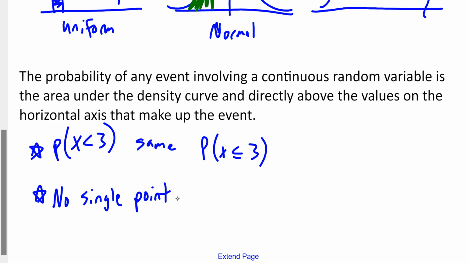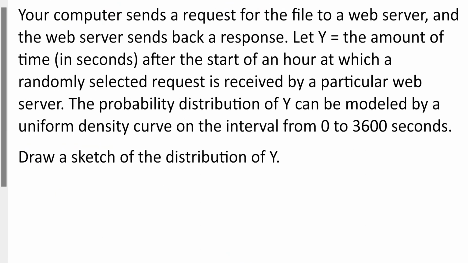Now, I'd like to look at an example of each, like a normal and a uniform one. So let's look at what we have here and try to answer a question based off of that. It says, your computer sends a request for the file to a web server, and the web server sends back a response. Let y equal the amount of time in seconds after the start of an hour at which a randomly selected request is received by a particular web server. The probability distribution of y can be modeled by a uniform density curve on the interval from 0 to 3600 seconds.